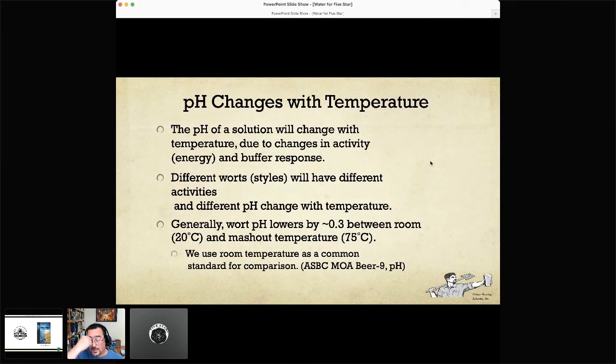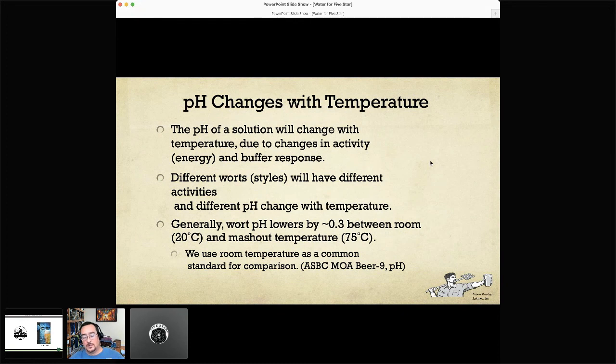It's important to understand that pH physically, chemically changes with temperature. The pH of the solution is a measure of the chemical equilibrium. And as you change the temperature, that equilibrium, the activity of the molecules and atoms in solution, is going to change as well. Okay?